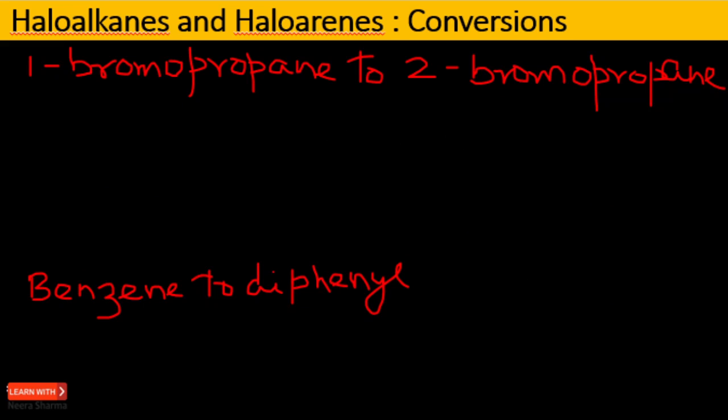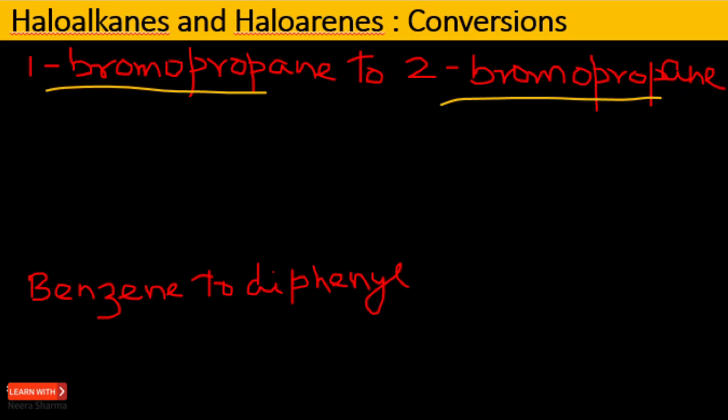Let's try a few conversions. Let's start the conversions, and then as we proceed along with other organic chemistry charts, we will learn further conversions. So in this chapter we have done Markovnikov's rule and anti-Markovnikov's rule. Mostly this is used for changing the position. I want to convert 1-bromopropane to 2-bromopropane. So what do we do?